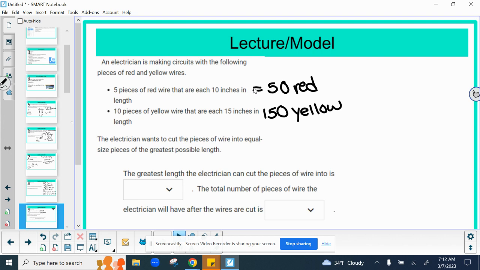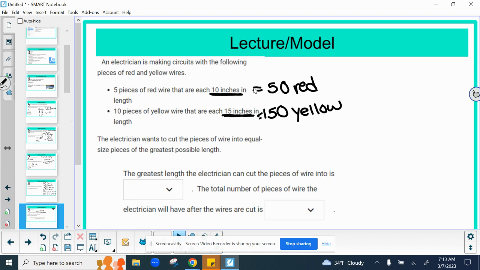Okay, the electrician wants to cut pieces of wire into equal size pieces. The greatest length the electrician can cut the pieces of wire into is, okay, so we have 5-inch pieces, 10-inch pieces, and 15-inch pieces. I need to think, what number can I cut both 10 and 15 into? We are going to be using the greatest common factor.